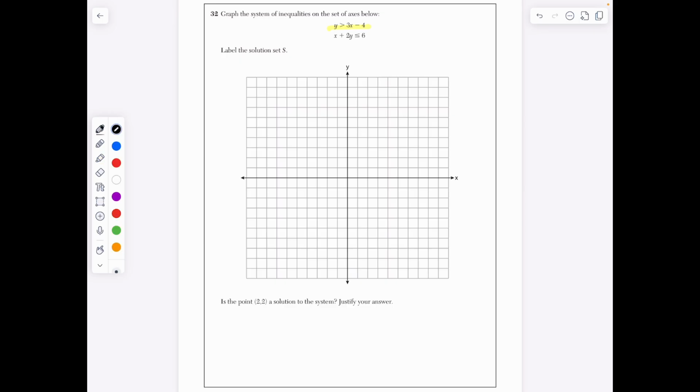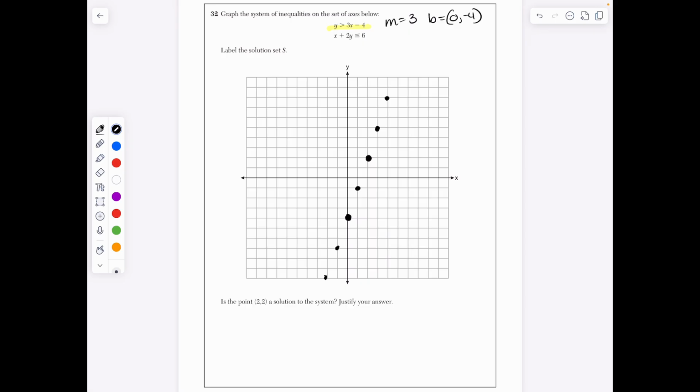I like that because I already know my slope is positive 3, and I see b is equal to negative 4, so that's my y-intercept. I'm just going to start with that. 1, 2, 3, 4. So here is 0, negative 4. And since my slope is positive 3, I'm going up 3 over 1. 1, 2, 3 over 1. There we go. So I have this part.